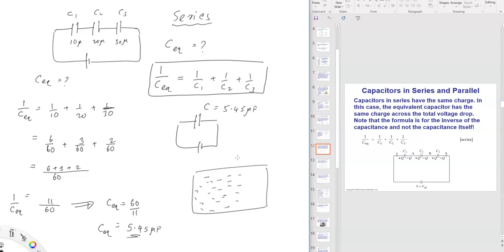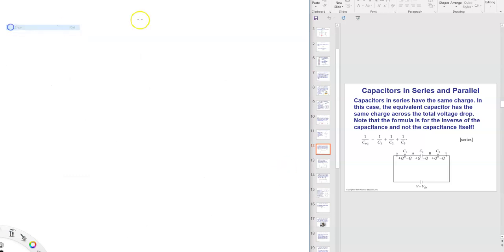Okay, so going back, let me clear this real quick. So what you need to remember, the parallel system, something like this.